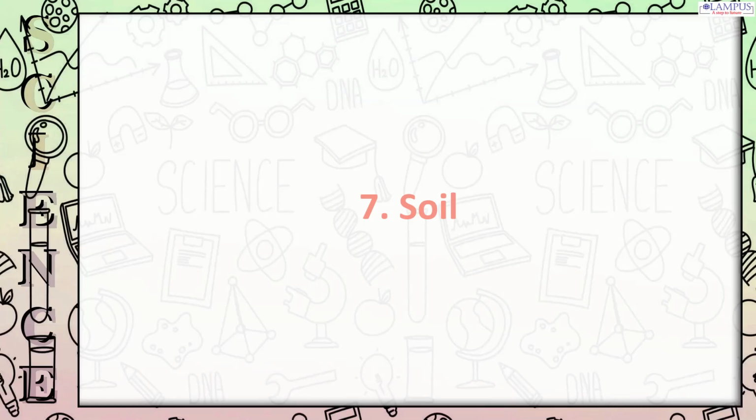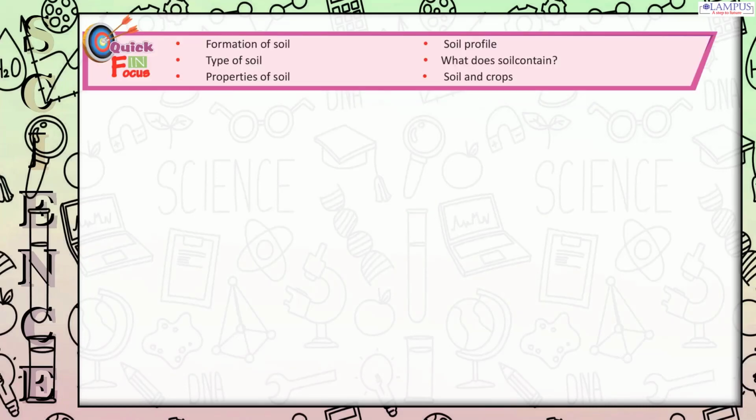Chapter 7. Soil. Quick Fiend Focus. Formation of soil. Soil profile. Types of soil. What does soil contain? Properties of soil. Soil and crops.